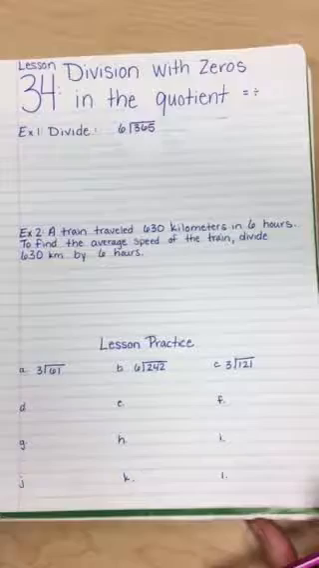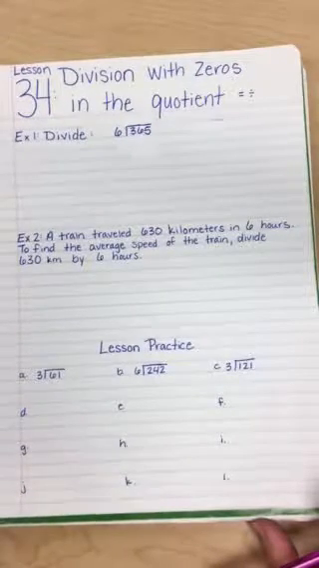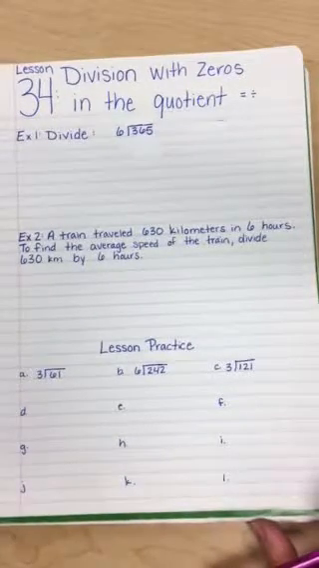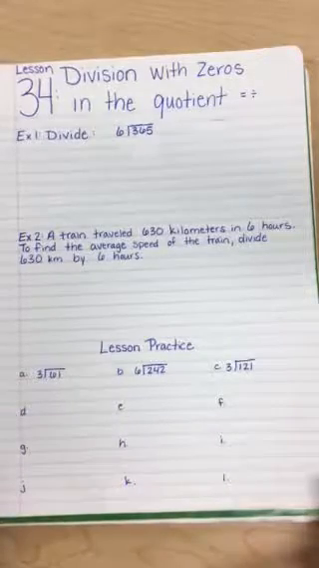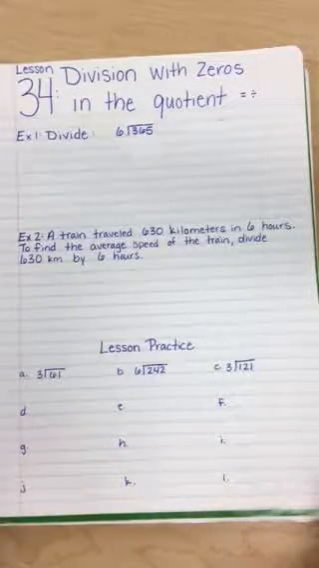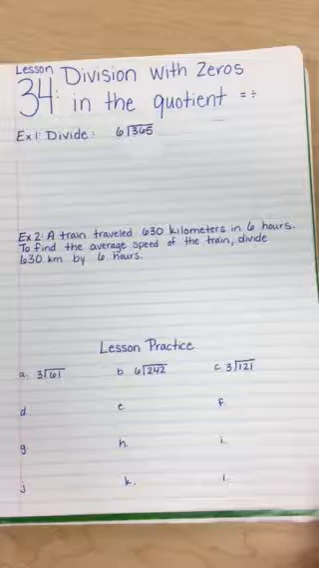Lesson 34, division with zeros in the quotient. All right, you can pause the video, write all this down, and then once you've got it all written down, start the video back up and follow along with me.